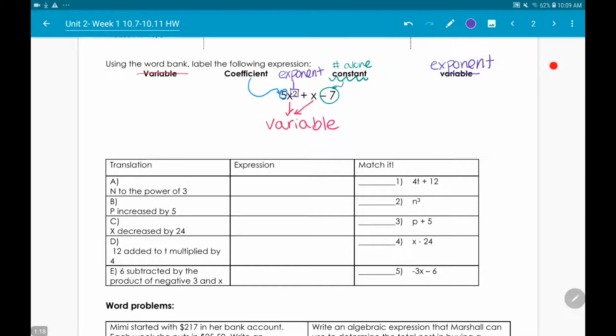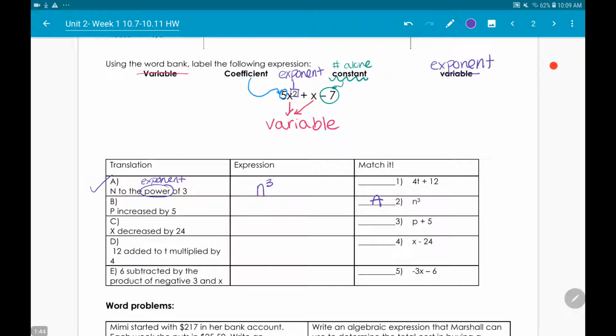Okay. All right, so now we want to take the translation, create an expression, and then we're going to match it. So n to the power of 3. So I have n to the power, this means exponent, of 3. Okay, and that matches with number 2 over here.